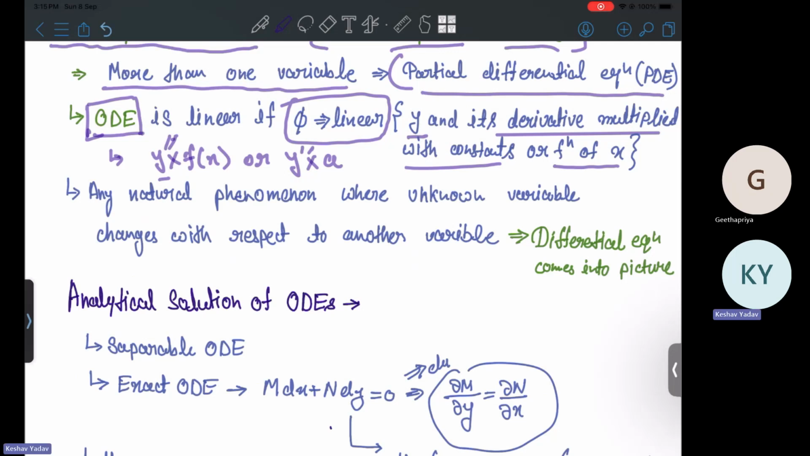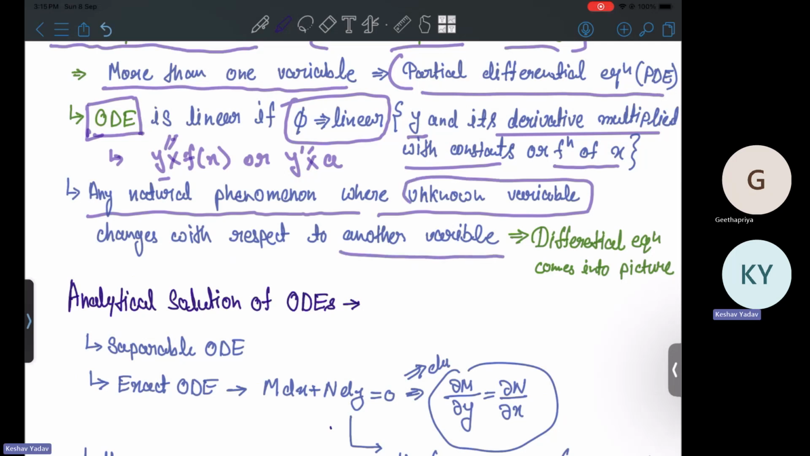Why are differential equations very important? Because in any natural phenomenon where an unknown variable changes with respect to another known variable, and the change is important, differential equations come into the picture. That is why differential equations are very important to define the natural phenomena that are occurring.